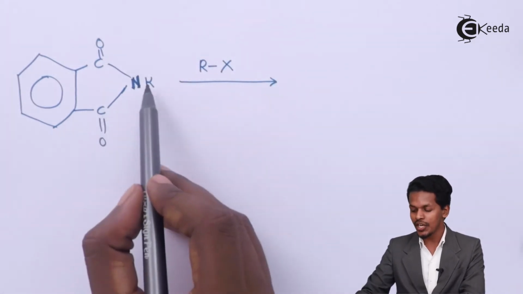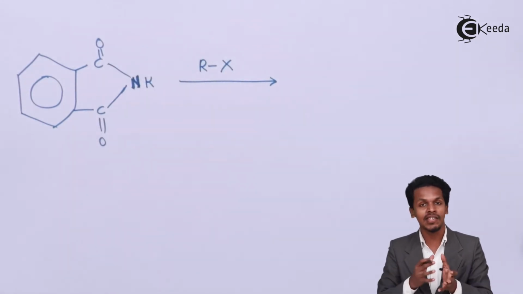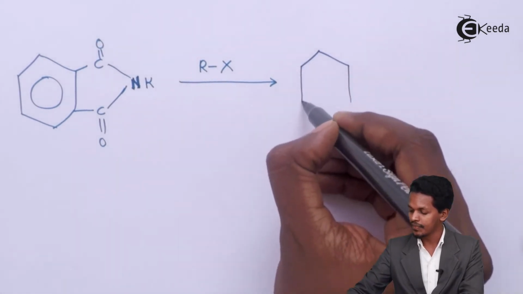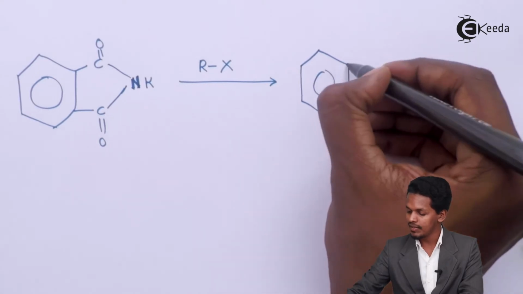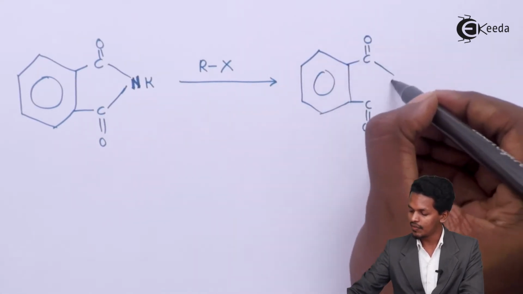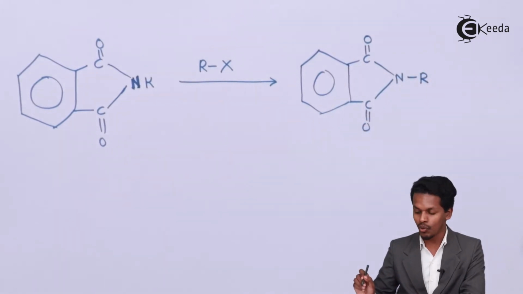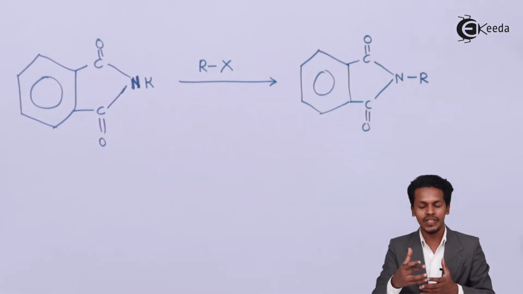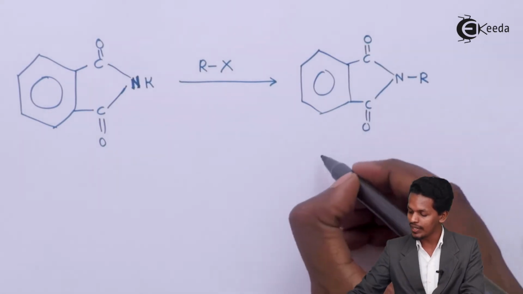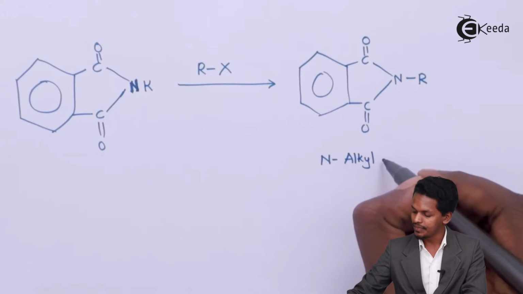In this case, the potassium and the halogen atom are removed in the form of KX, and that is why this is a substitution reaction. The product that we get is a benzene with C double bond O, C double bond O, while here it will be N attached to R. This is a multiple step process, and this is the second step. The product that we have got here is known as N-alkyl phthalimide.